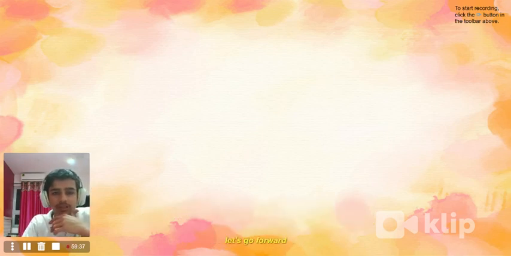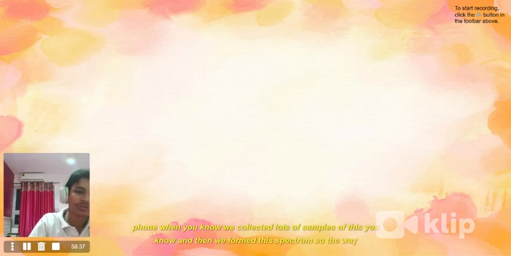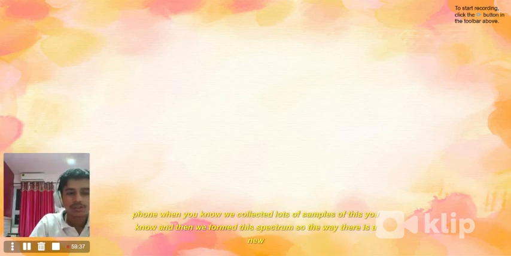EM wave spectrum. You must know that the spectrum was formed when we collected lots of samples of this, and then we formed the spectrum. There is a mnemonic which we used to remember this.